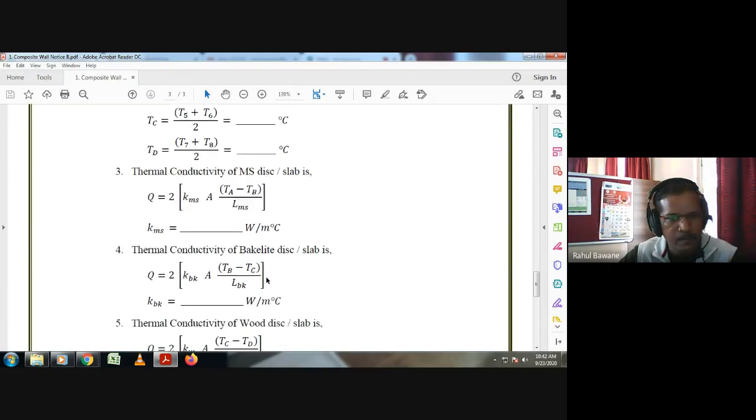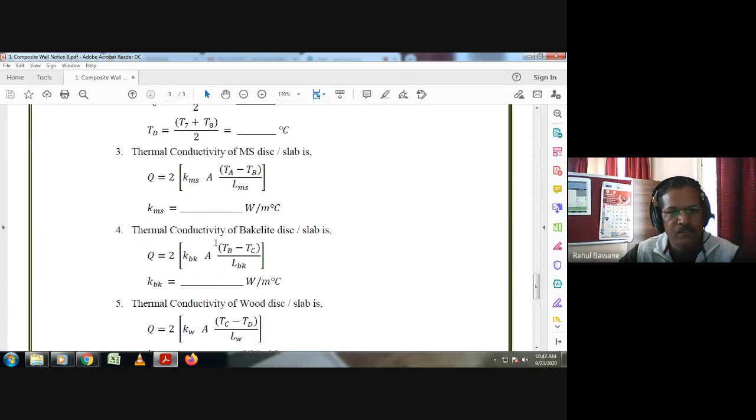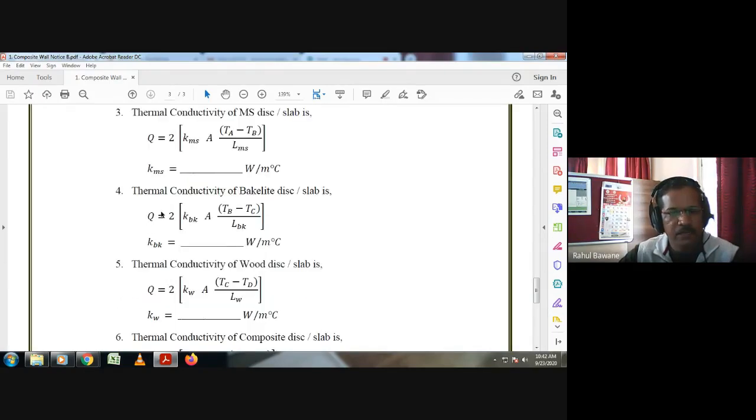In the same way for bakelite, we have to consider Q is equal to twice K of bakelite times the cross-sectional area. Now for bakelite, what is the temperature difference? It is the average temperature TB minus average temperature TC, that is the inner surface temperature of bakelite and the outer surface temperature of bakelite, divided by the thickness. The thickness of bakelite is given. So from this we can find the thermal conductivity of bakelite.